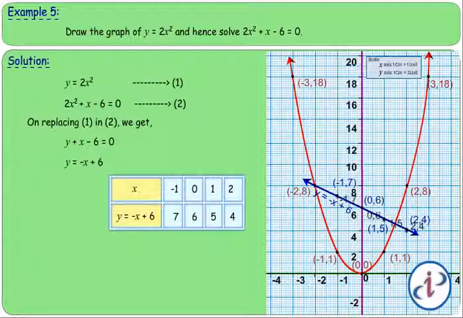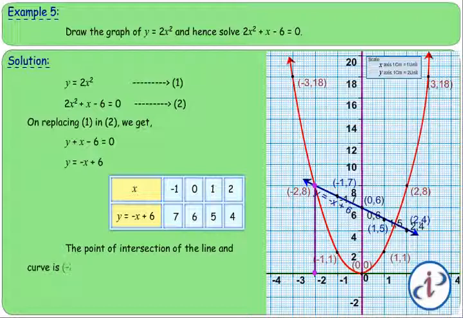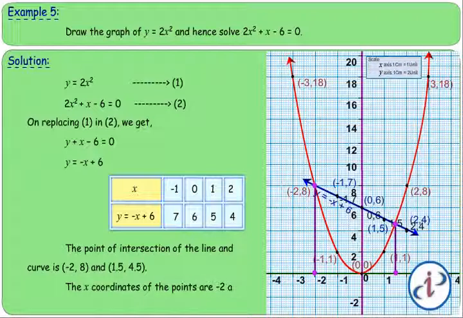Here the curve and the line intersect. The points of intersection of the line and the curve are (-2, 8) and (1.5, 4.5). The x-coordinates of the points are -2 and 1.5. Hence, the solution set is {-2, 1.5}.